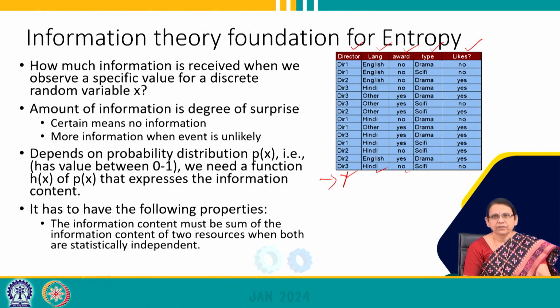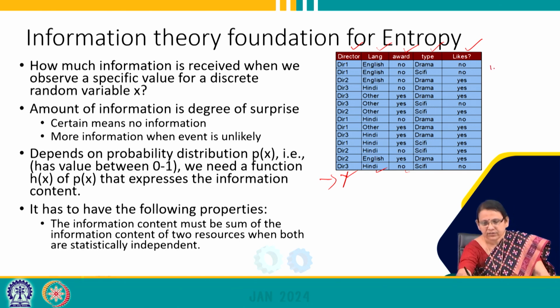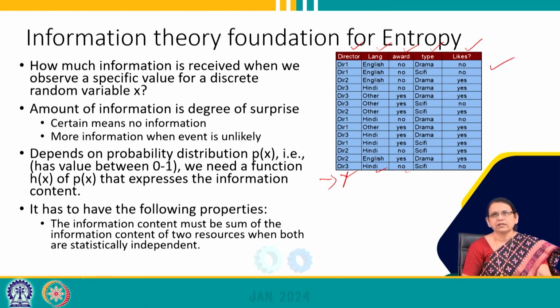Similarly, if you have, let us say, likes, and all the movies were no, that means there is no discriminatory power. You know that this is all no. So, the discriminatory power, or the surprising thing that can come out of your analysis of the attribute, specifies the kind of information you have.